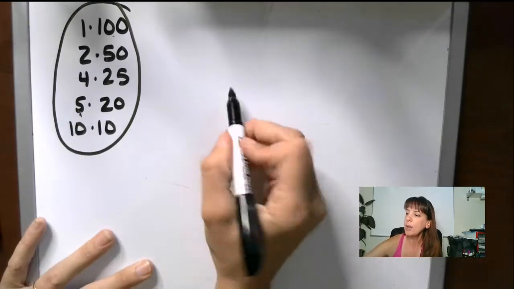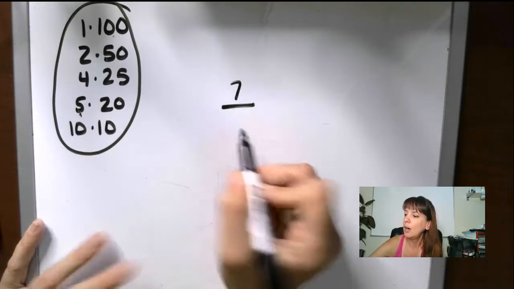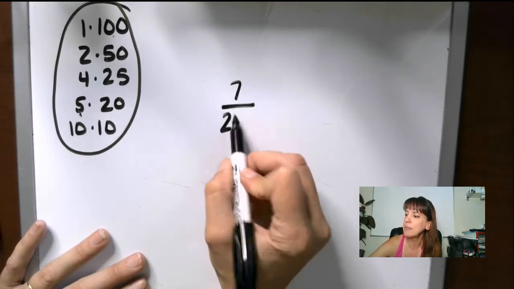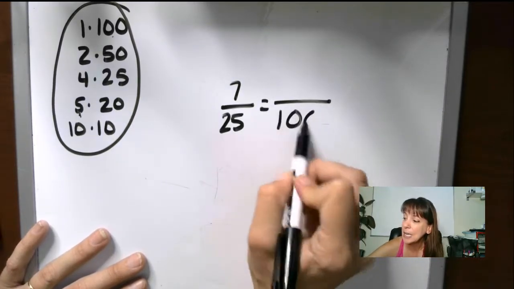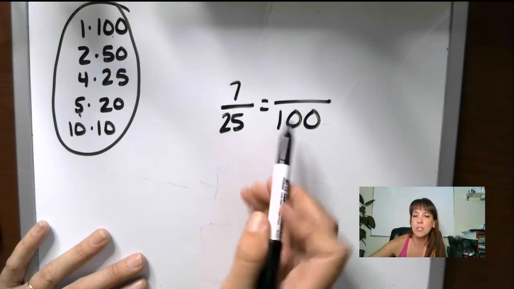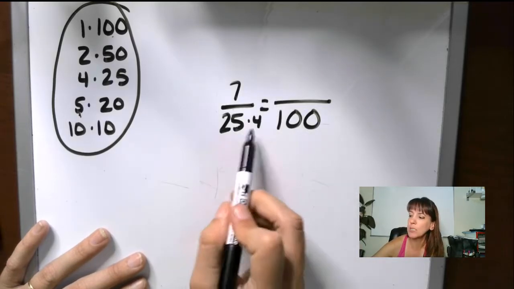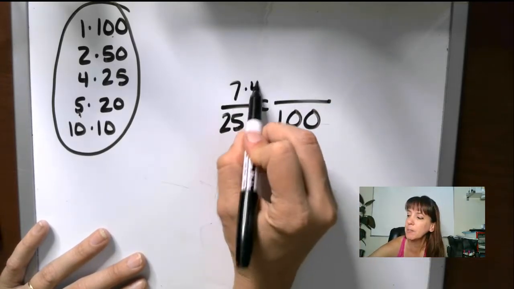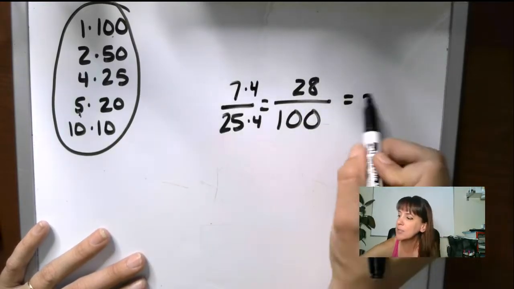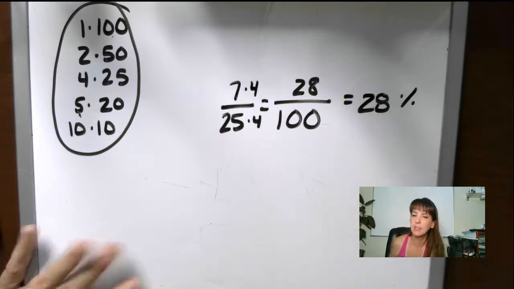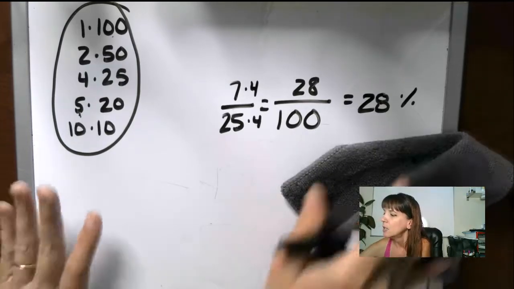So if you have, let's say, 7 over 25, we can turn that into a percent. 25 goes into 100 4 times, so 25 times 4 gives us 100. Do it on the bottom, do it on the top. I get 28, which means 7 over 25 is 28%. All right, so let's take a look at some of those other problems then.